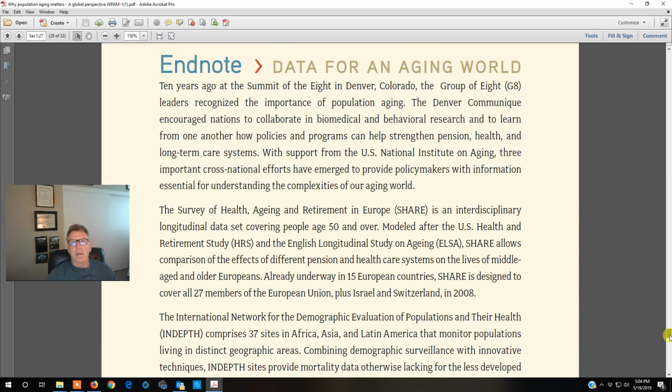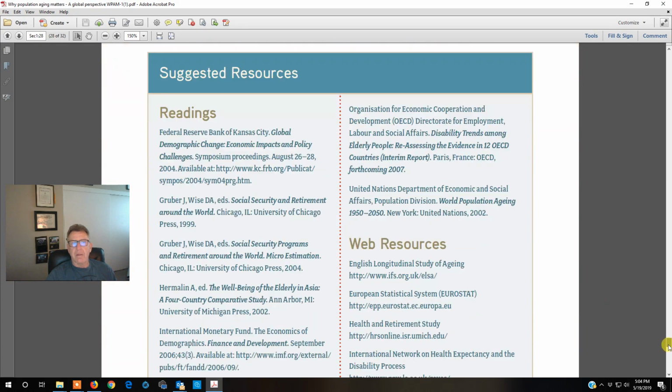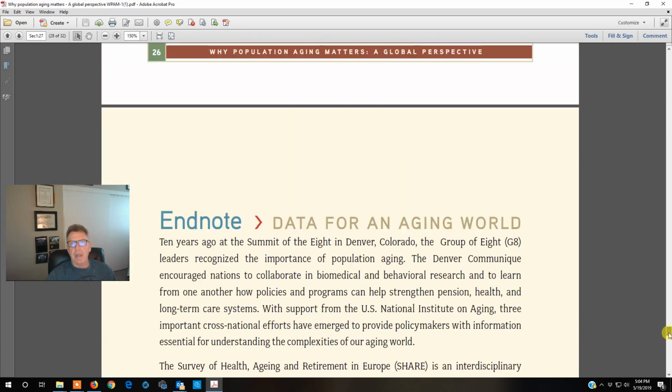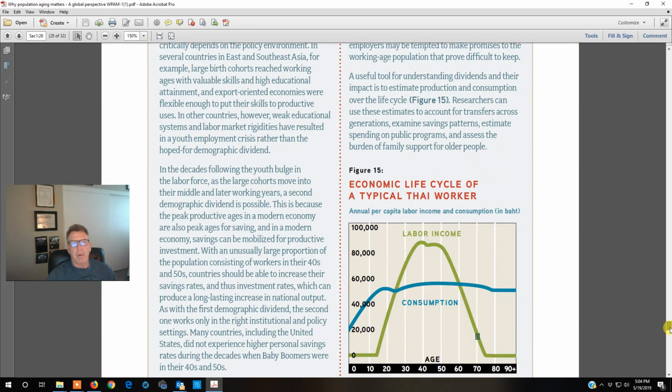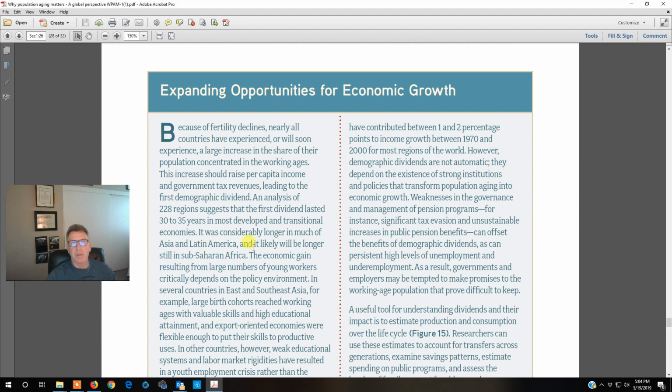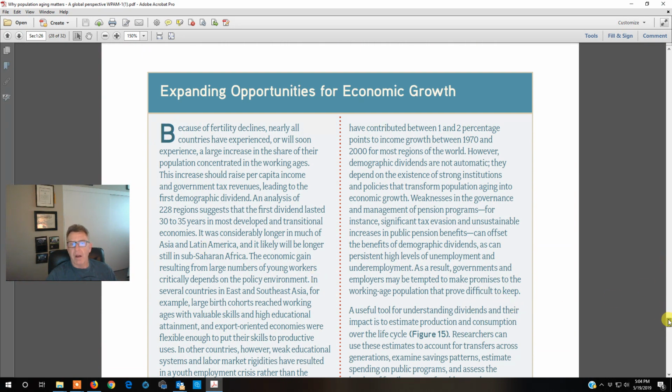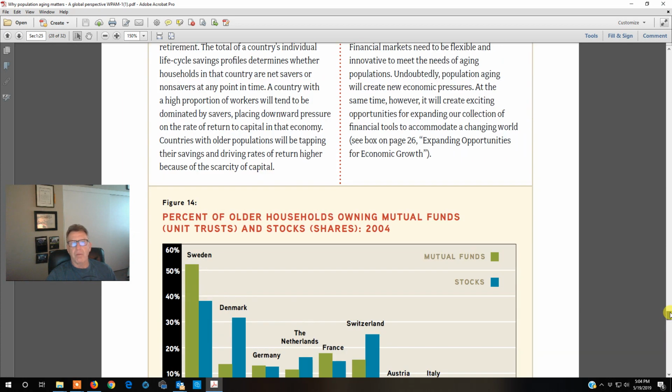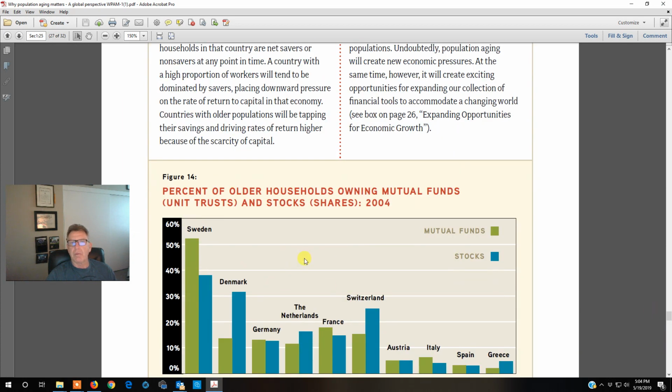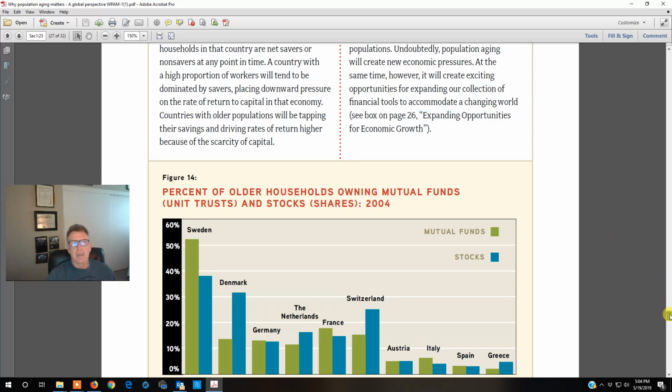Alrighty, that sums up everything. What I want you to do is go through here and read through these, and understand this concept of needing to invest in your own future, creating financial tools, as it indicates right here, to accommodate the changing world. That's what this is all about.